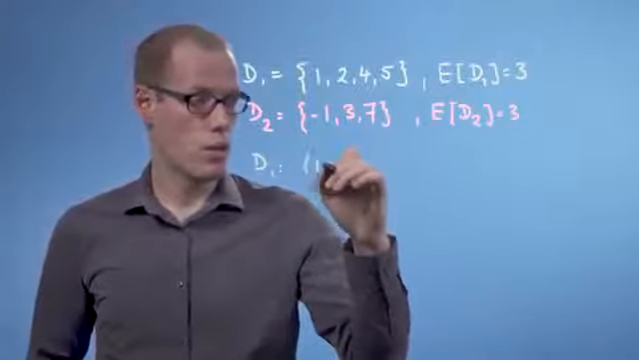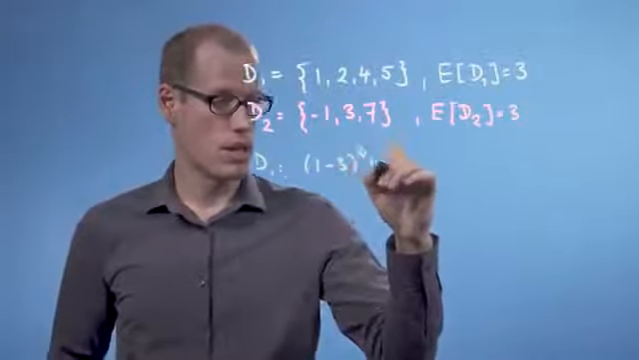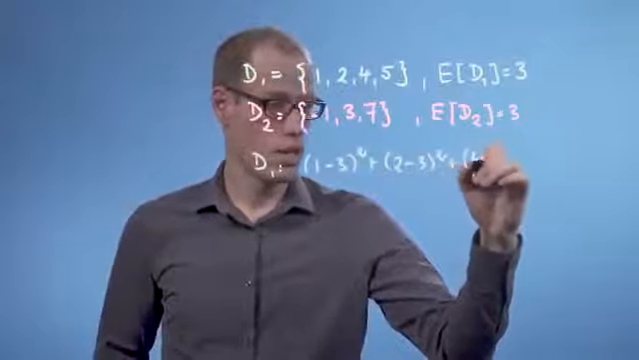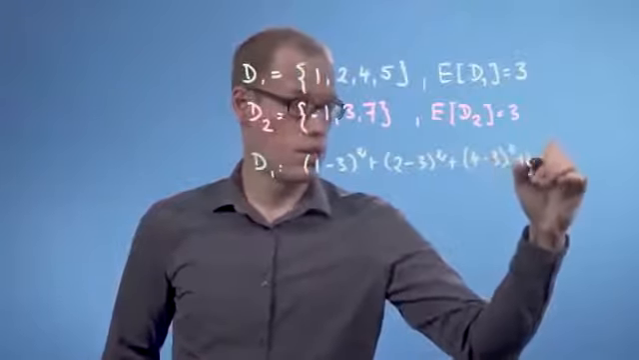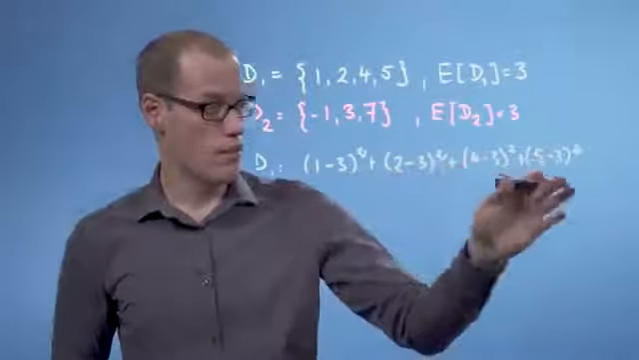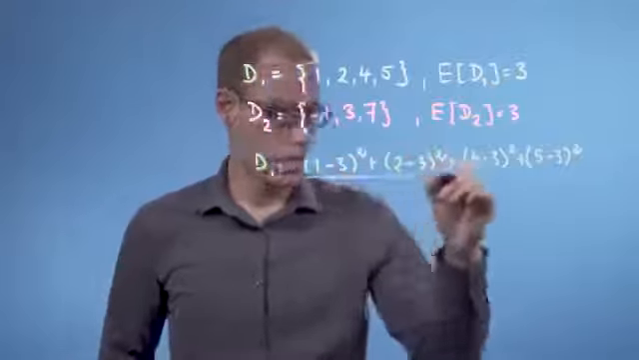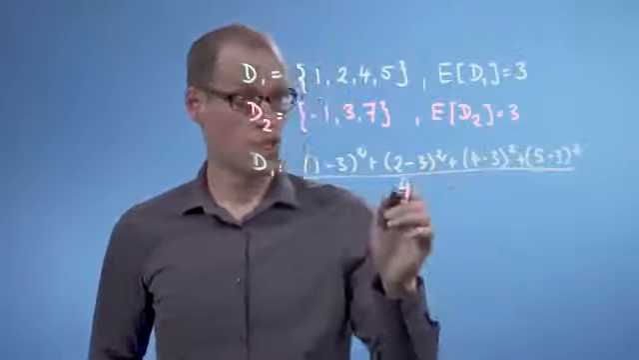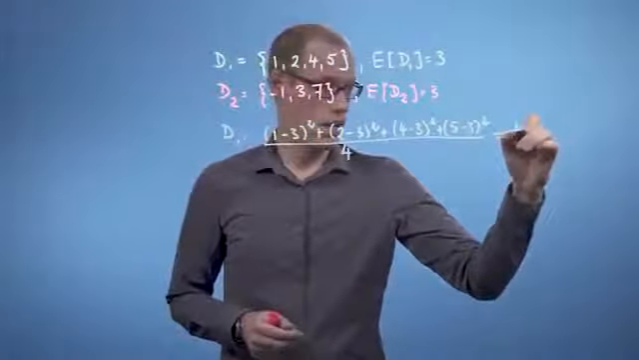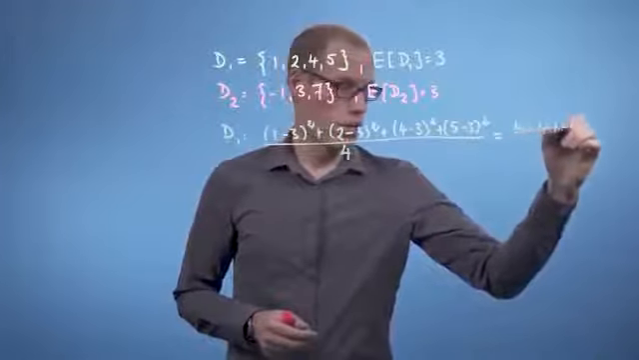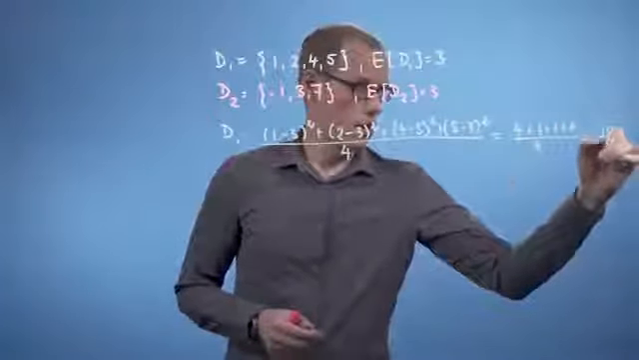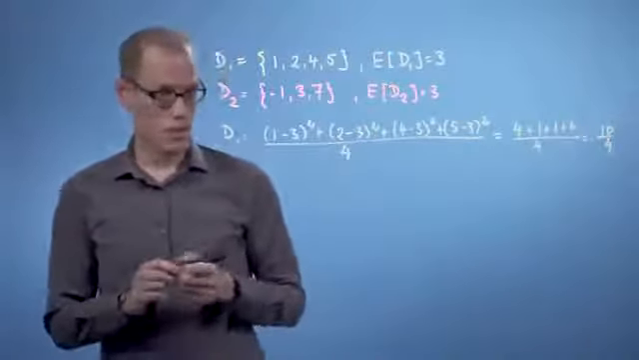So we get (1 minus 3) squared plus (2 minus 3) squared plus (4 minus 3) squared plus (5 minus 3) squared. So this is the sum of the squared distances, and to get the average we divide by 4, which is the number of data points in D1. So if we do the computation, we get (4 plus 1 plus 1 plus 4) divided by 4, which is 10 over 4. So now we do the same for D2.